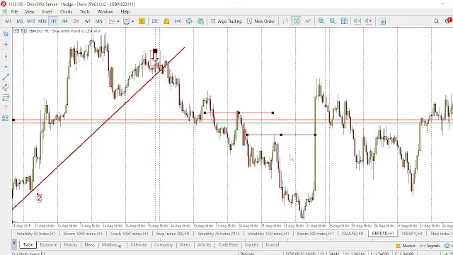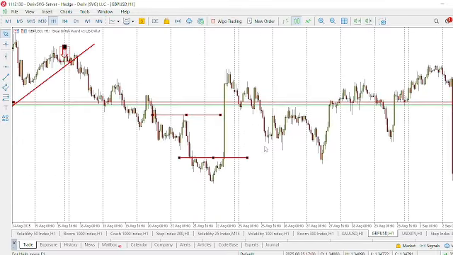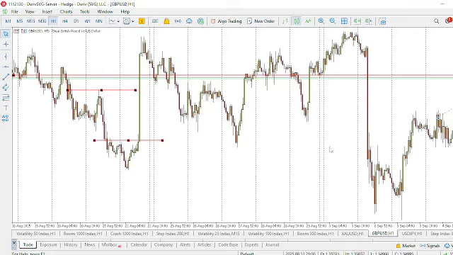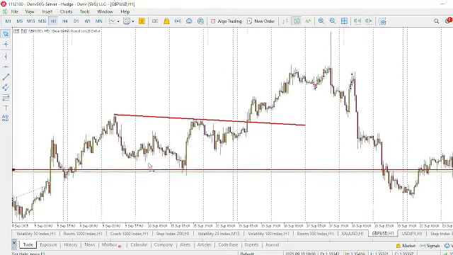Then price moves to this side, and you move your stop loss to this side, and then eventually price breaks you out. This is news now. The news has happened and has pushed the market to the upside. So that's how this thing works.